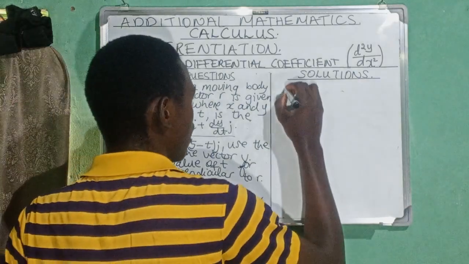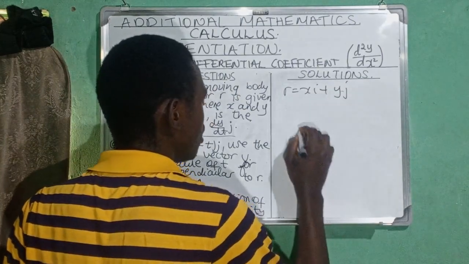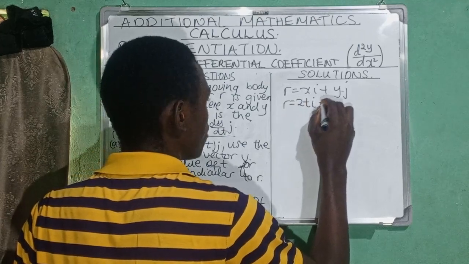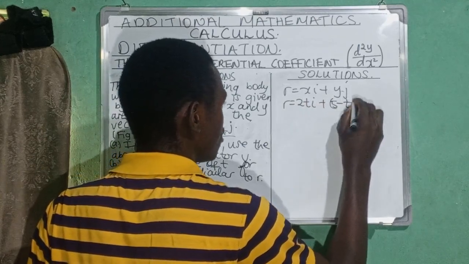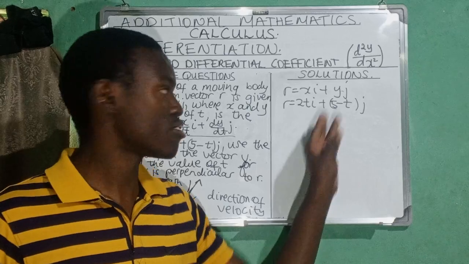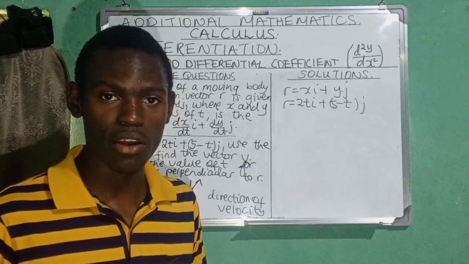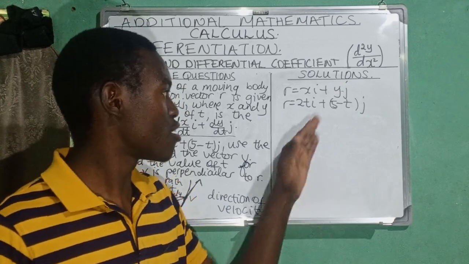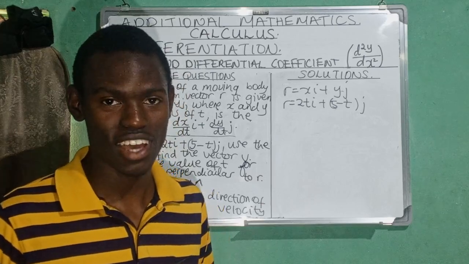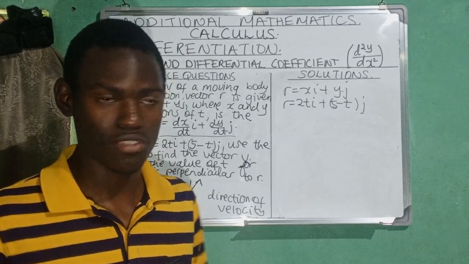So we have the vector r is equal to xi plus yj. And then in the question we have vector r being equal to 2t i plus (5 minus t) j. They are saying this is vector r, then this is vector r. So these are two forms of writing vector r, which means that these vectors here, they are scalar multiples of each other. So what we're going to do, we're going to equate vectors.